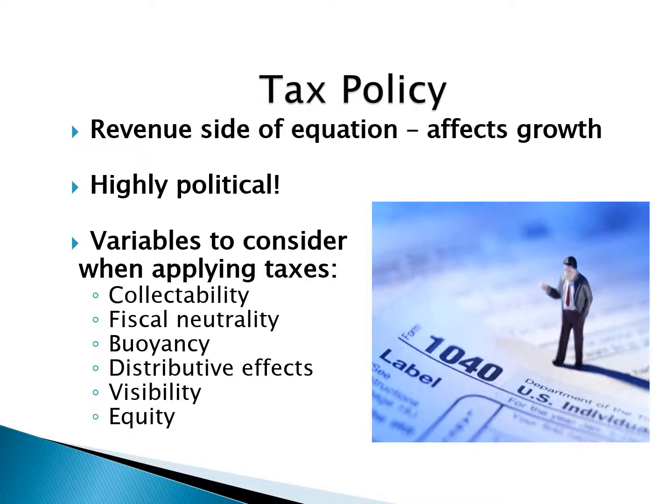Next, policymakers are concerned with visibility, or the acceptability by the general public of the policy. This concerns both the political and the social feasibility. Finally, we're concerned with the equity of the policy, in particular, the vertical and horizontal equity. Think about this in terms of income stratification. Certain groups or individuals may be more impacted by the tax put in place.